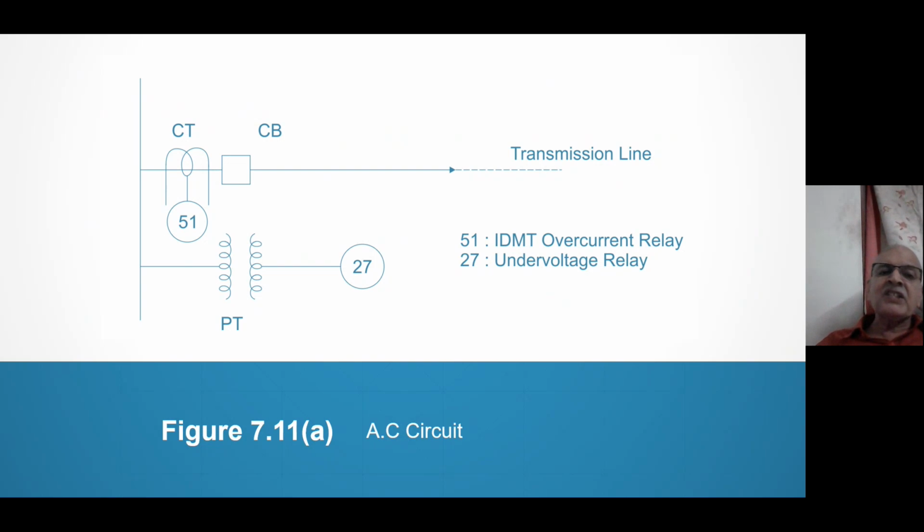But if by chance your voltage control relay is not available with you, you can use two relays. One is a simple overcurrent relay 51 and another a simple under voltage relay 27. I will set 51 for normal load current, the daytime maximum load current, and 27 I will set at 70%. That means if the voltage reduces below 70%, the relay will de-energize. Try to understand. Relay will de-energize.